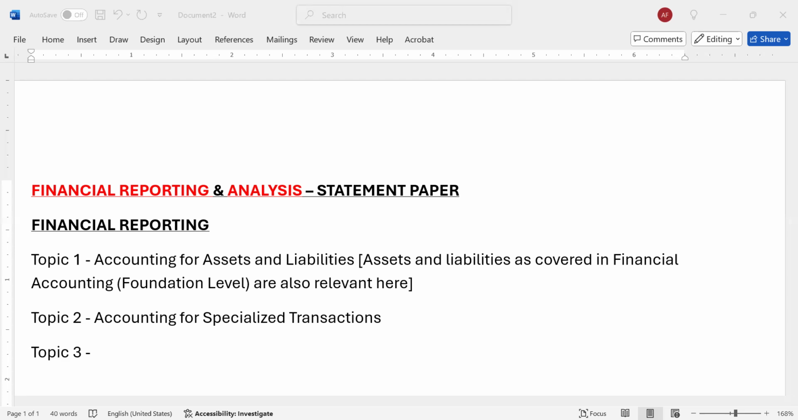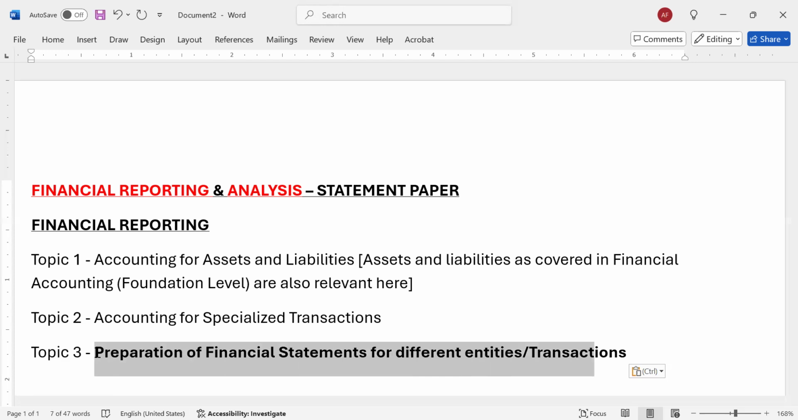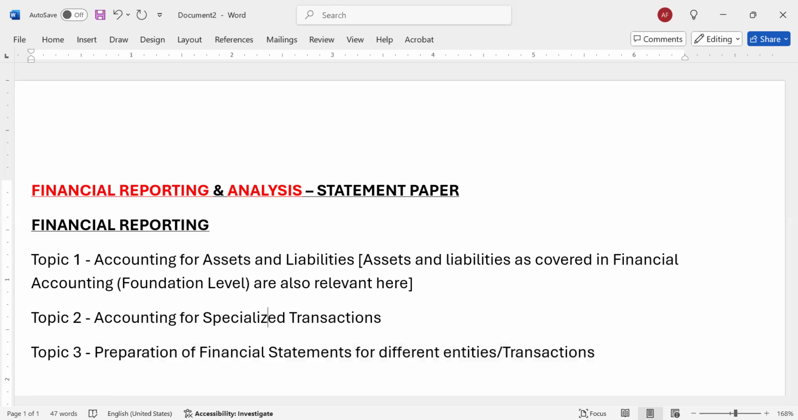So what about this topic number three? What will be expected to be understood in topic number three is the preparation of financial statements for different entities. The question is, what are these different entities that you're talking about?